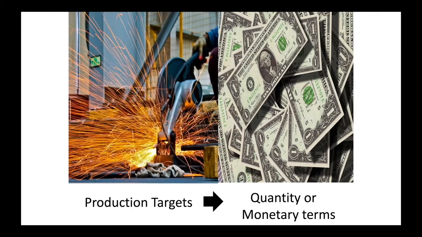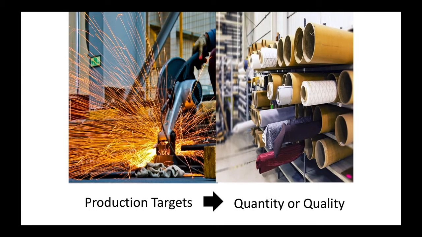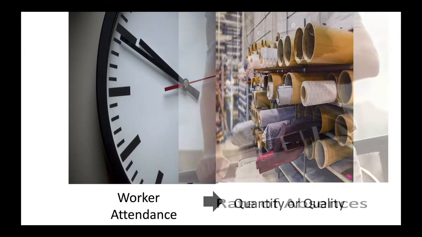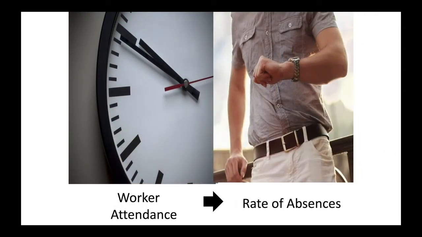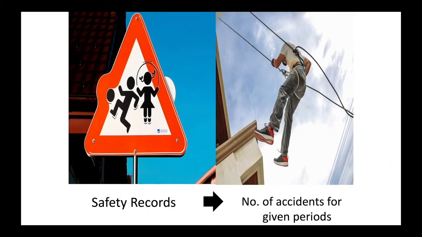So next, for the production targets, this can actually be measured using quantity or the quality of the output natin in production. For the worker attendance, actually pwede sa atin makita ito in the rate of absences, malaki ba or maliit yung rate of absences ng attendance natin with regards to our workers. Now, for the safety records, number of accidents for given periods. Actually, nakalagay ito sa labas ng mga manufacturing plant. This plant is working 120 hours without accident. Ano lang yun? Saglit lang yun.